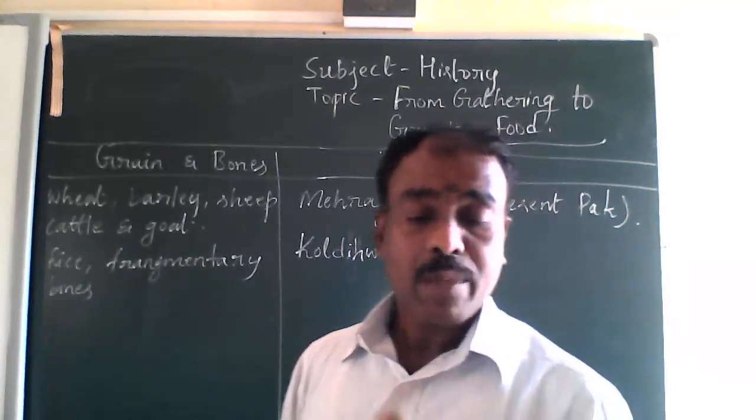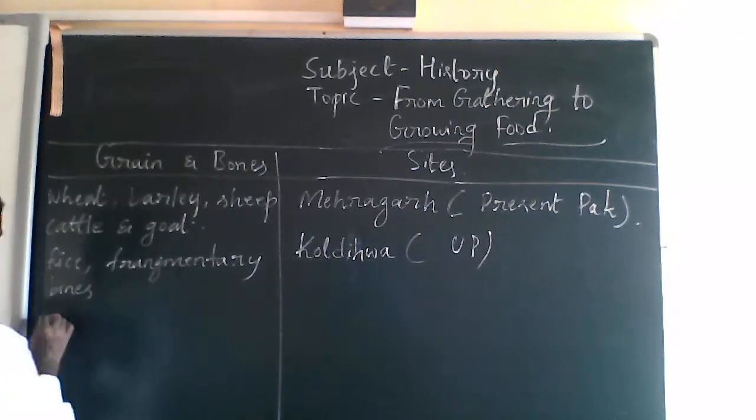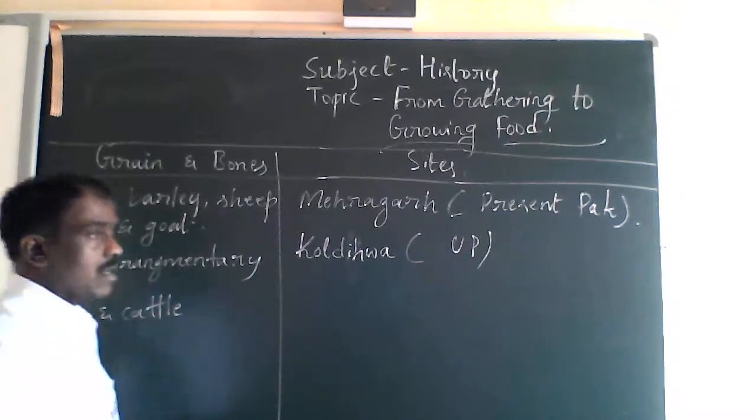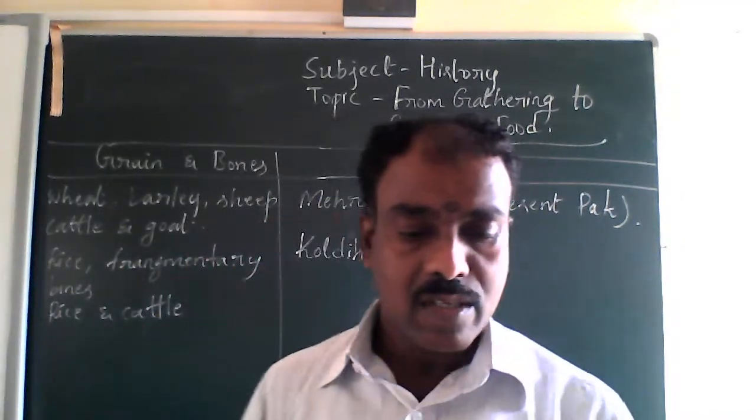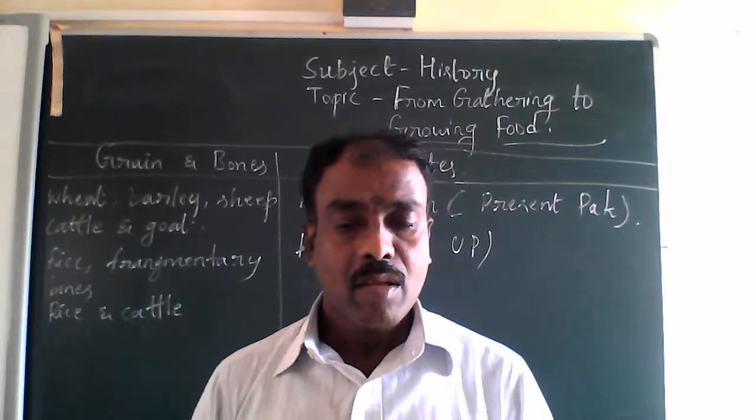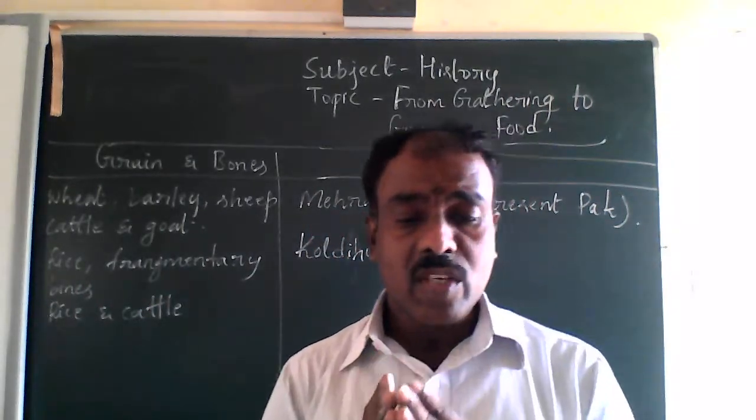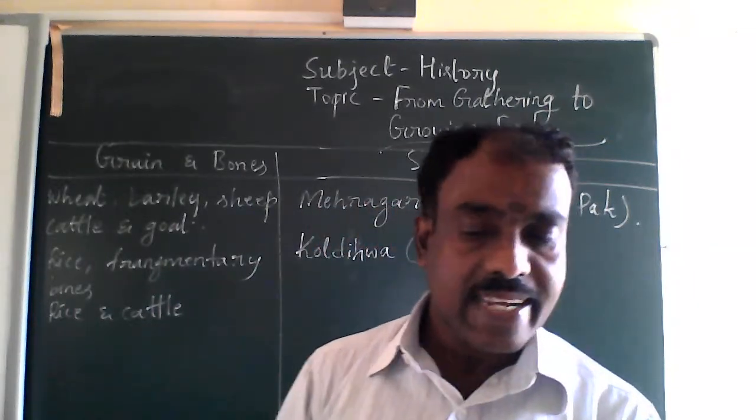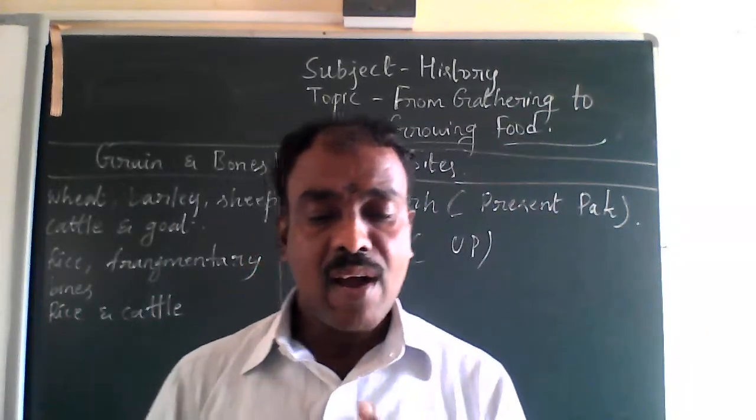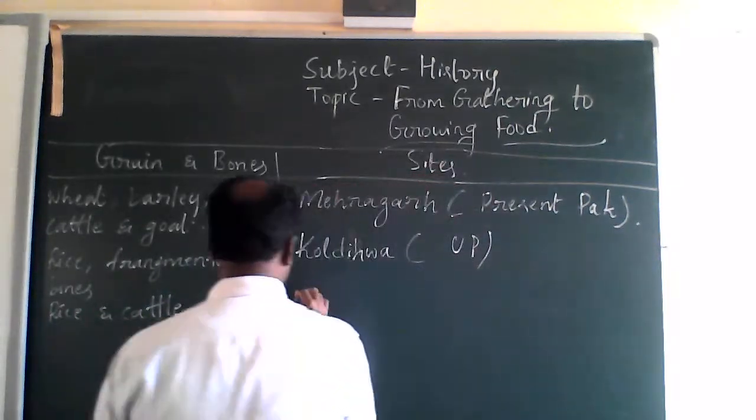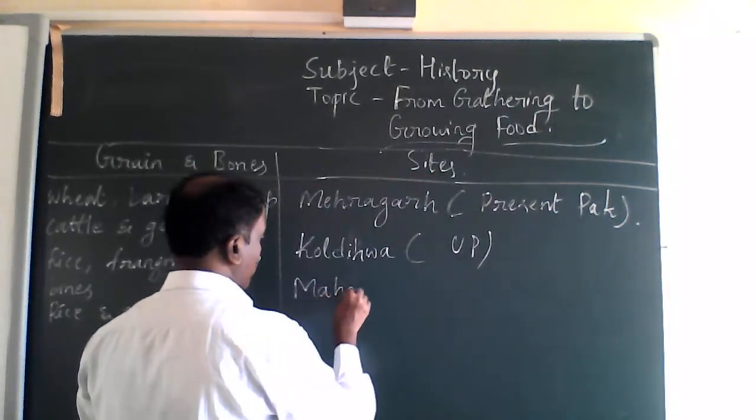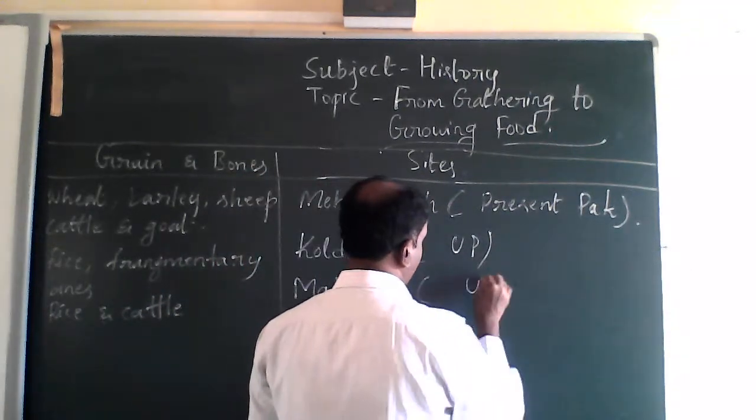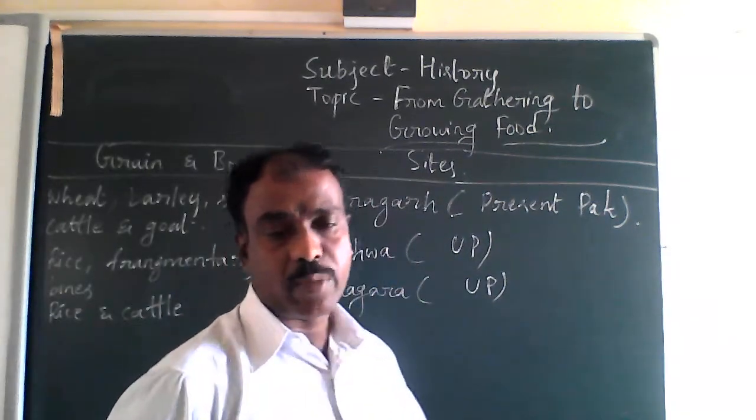And after that, rice and cattle, including hoof marks and clay surface. Rice and cattle were found in Mahagara. Which site now? Mahagara. This is also in present-day Uttar Pradesh.